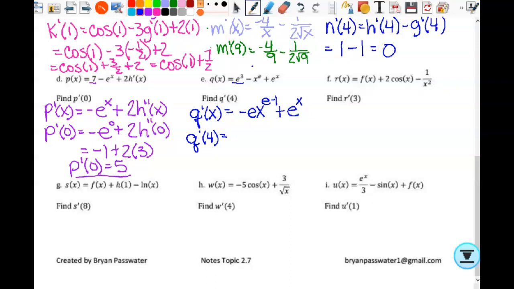All right. So we get negative e times 4 to the e minus 1 plus e to the what? 4th. Okay. And does that look ugly? Yes. Is it okay? Yes. Yes and no, right? It's okay. It's fine. That's just weird. But nobody expects you to know what e to the 4th is. I know last year we were graphing just like the ballpark of what e was so we could estimate some things, but we don't even need to know that anymore.